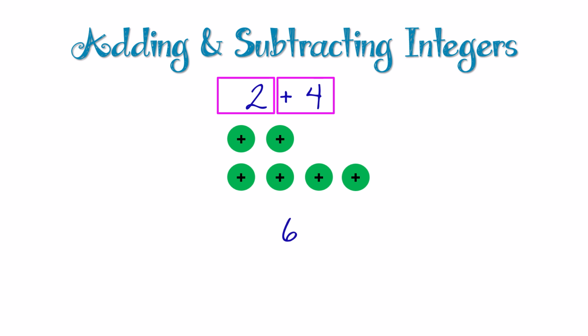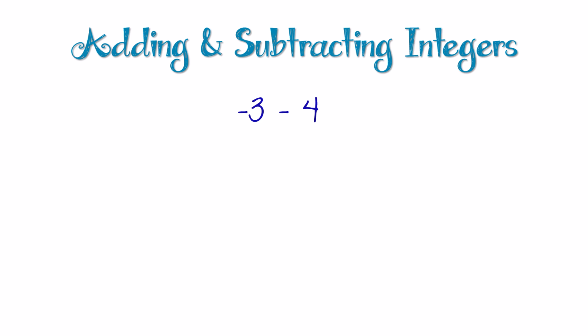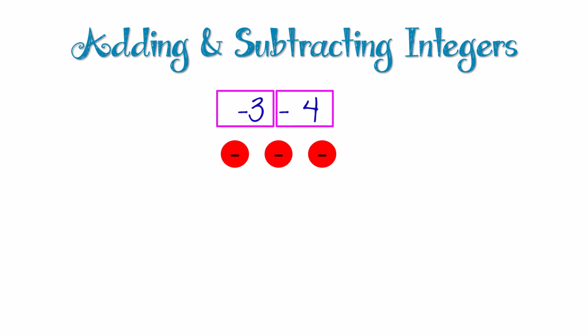Let's try another one. In this expression, we start with -3, so that would be 3 red chips. And then the 4 is a -4 because that minus sign makes the 4 negative, so that's 4 negative chips. Now all of our chips are red, and we have a total of 7 red chips. So our final answer is -7.